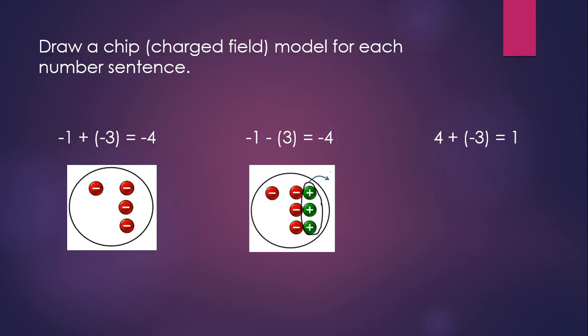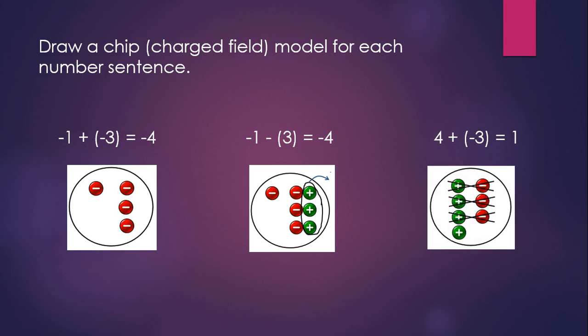This one is a subtraction problem. So we're starting with 1 negative chip in the field, and then we want to subtract 3 positive chips. Since we don't have 3 positive chips in the field, we add 3 zero-sum pairs to the field, and then we take away from the field the 3 positive chips, leaving us with 4 negative chips.